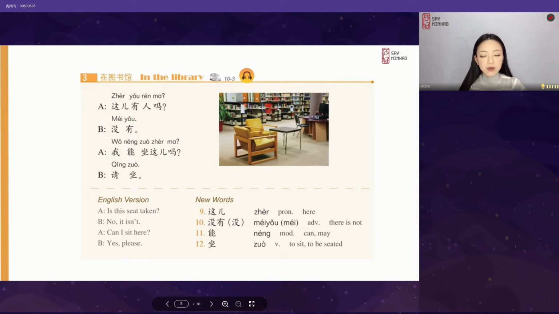Okay, now let's try to read it from the start. Read after me. 这儿有人吗？没有。我能坐这儿吗？请坐。Okay, now let's try to read it in rows. I will be A and you will be B. 这儿有人吗？我能坐这儿吗？Now let's switch the rows. Please start.